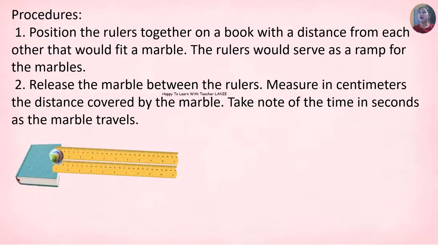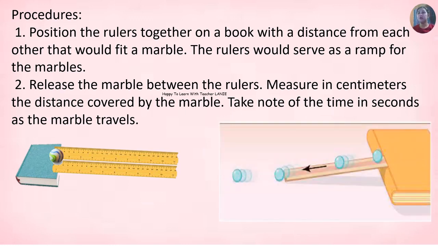Procedures. Number 1. Position the rulers together on a book with a distance from each other that would fit a marble. The rulers would serve as a ramp for the marbles. Number 2. Release the marble between the rulers. Measure in centimeters the distance covered by the marble. Take note of the time in seconds as the marble travels.